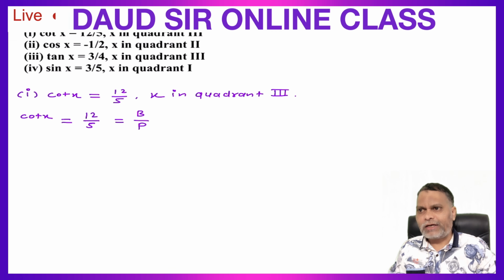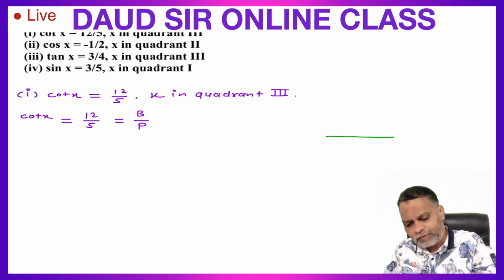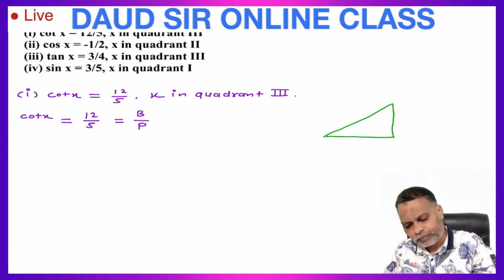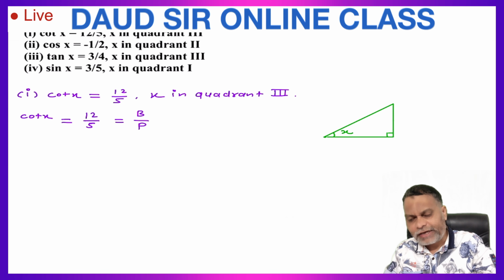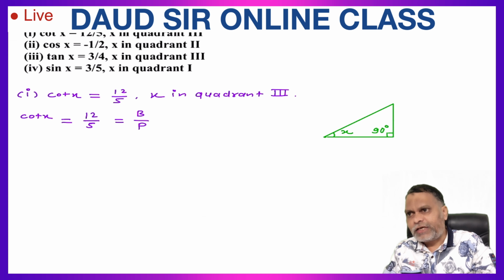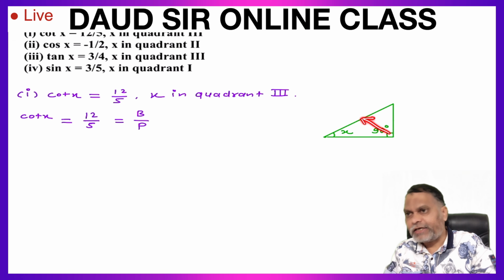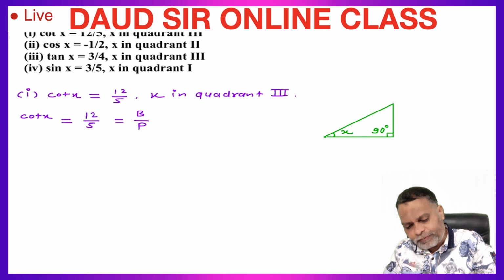So make one right angle triangle for acute angle x. Small triangle we can draw. Suppose this is one right angle triangle and this angle is x, which is acute angle, and this is 90 degrees. This side is base and this is perpendicular, and the side opposite to this 90 is hypotenuse. So base upon perpendicular, so base is 12.